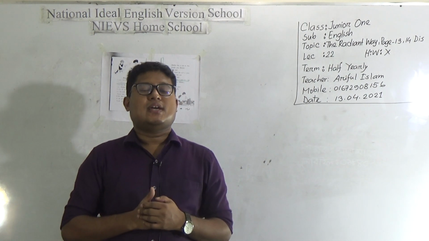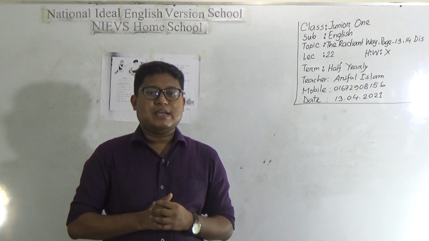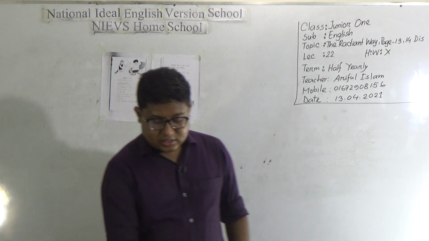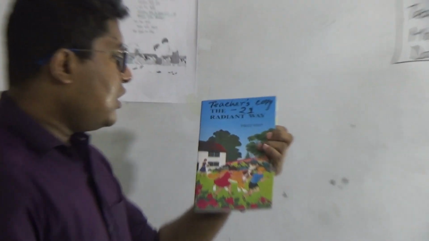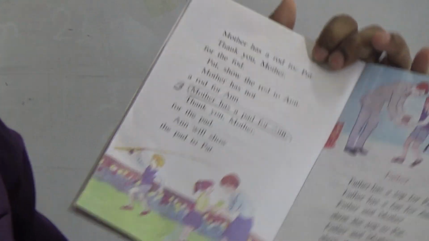Today, I am going to conduct an English class for Class Junior 1 students. Our today's topic is The Radiant Way, page 13 and 14 discussions. So, my dear students, open your The Radiant Way First Step book and go to page number 13 and 14. So we will read page number 13 and 14 today. So let's see our today's class.